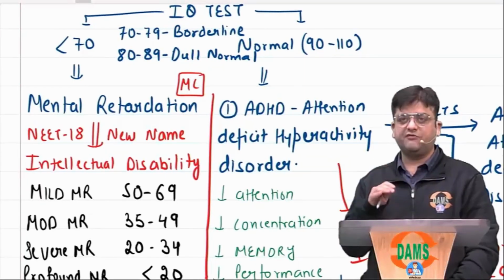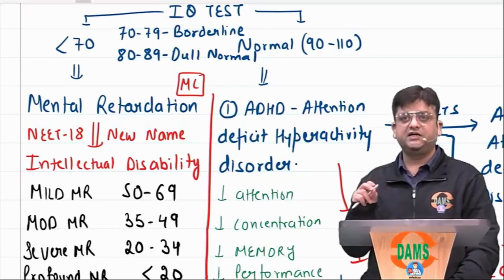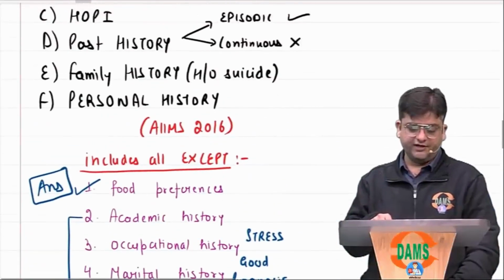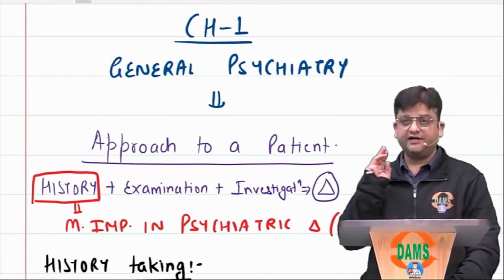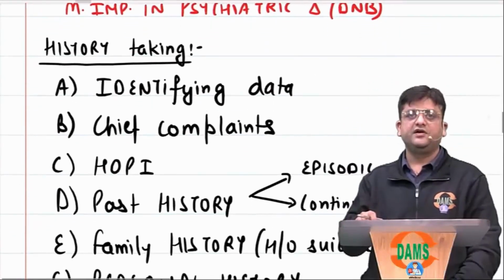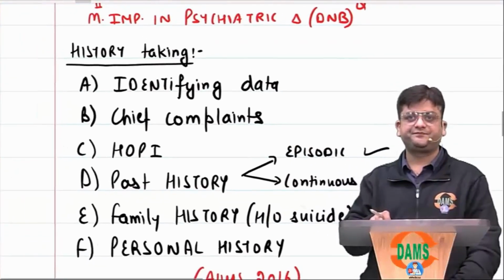So this was our video on history taking. This is the second video of the series. The first video was introduction. The second video is general psychiatry, part 1, history taking. So what we have discussed in this video: chapter 1, general psychiatry, history taking. History is the most important part in psychiatric diagnosis. The most important history is personal history.